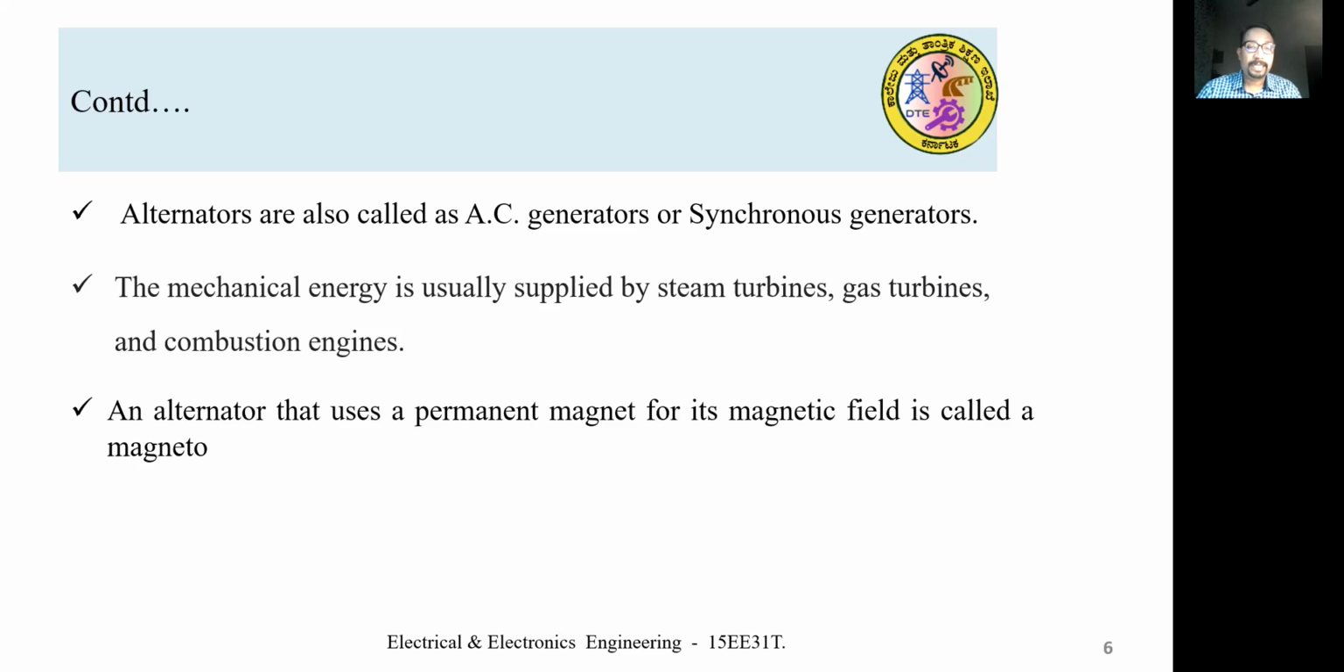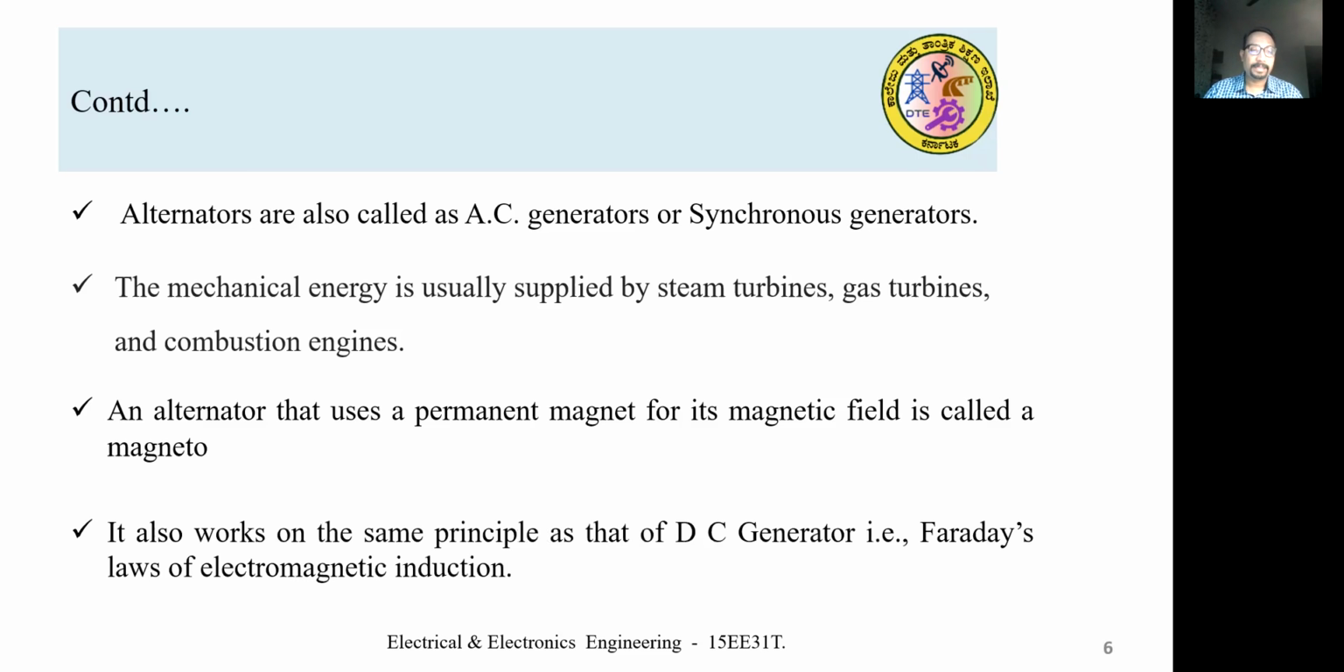Next, an alternator that uses a permanent magnet. Suppose in alternators we use the magnetic system with the help of permanent magnets, then the alternator is called a magneto. Remember, an alternator can also be called a synchronous generator, because it has to run at a particular speed called synchronous speed. Similarly, if we use a permanent magnet for producing the magnetic field, the alternator is called a magneto.